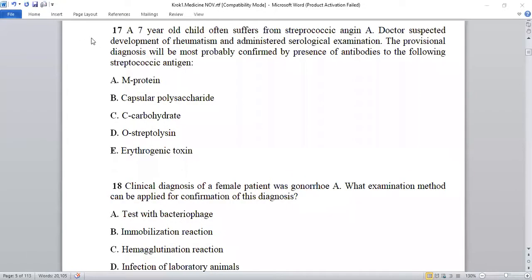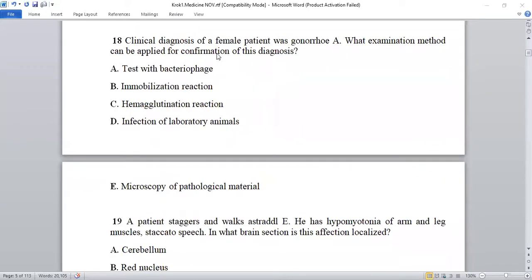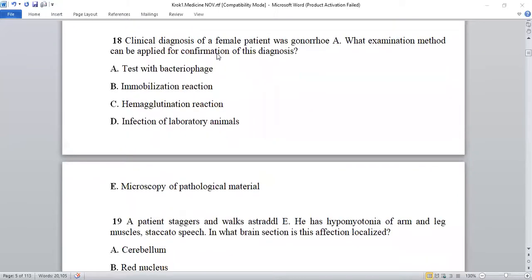The pathogenic material. Yes. So where is the answer? So microscopy of pathological material, okay? Microscopy of pathological material will be the answer. So in gonorrhea, the pathological material is what you use.